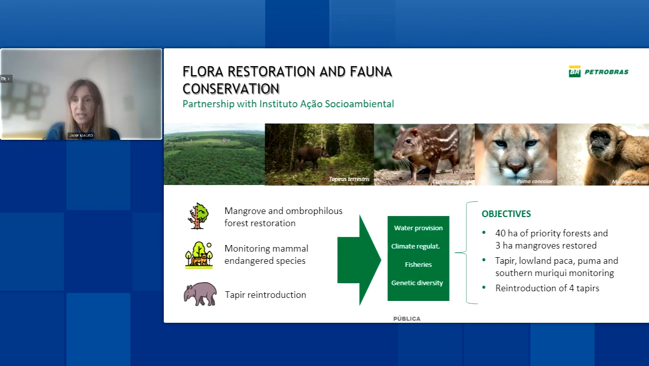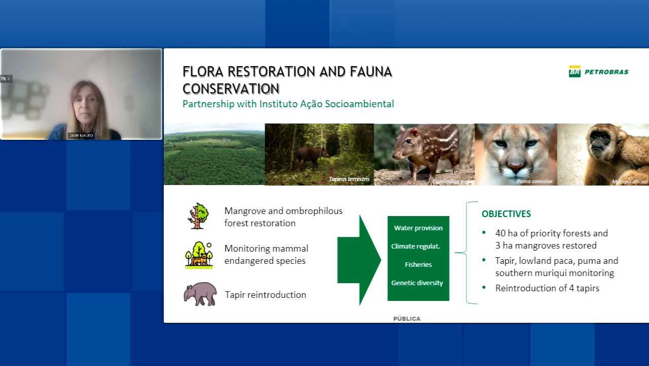So for the gas loophole, one of the main actions that we established was a partnership with the Instituto Ação Socioambiental. It's a very relevant NGO working here in Brazil. And the aim was to promote the reforestation of mangrove and ombrophilous forest restoration, and monitoring key ecological species that are in danger in the area, and to introduce individuals of tapir, which is a species considered locally extinct in Rio de Janeiro state.